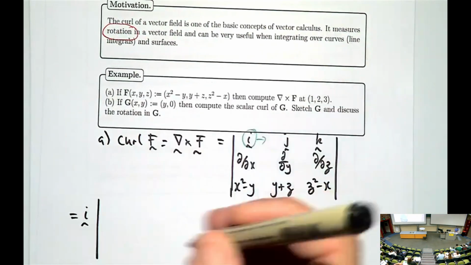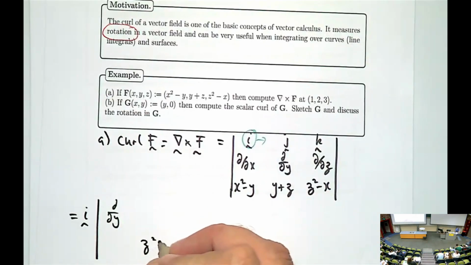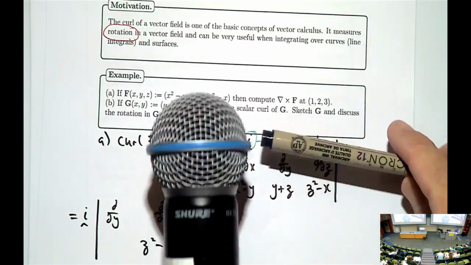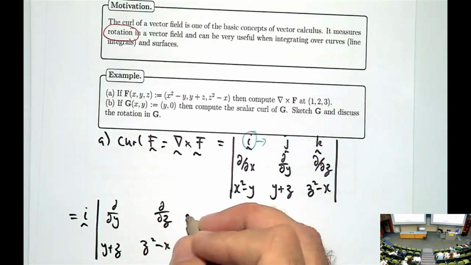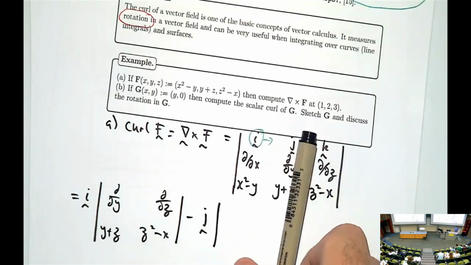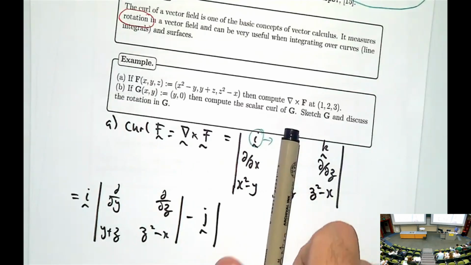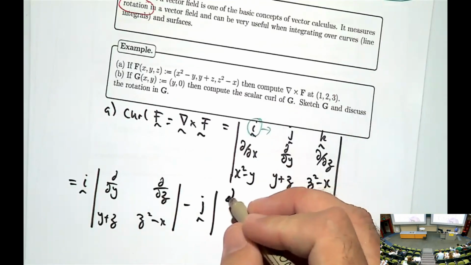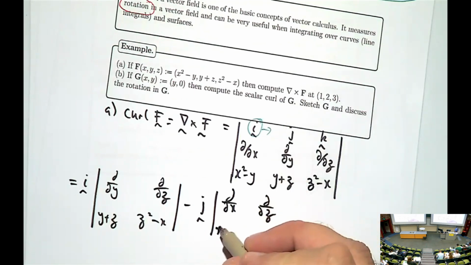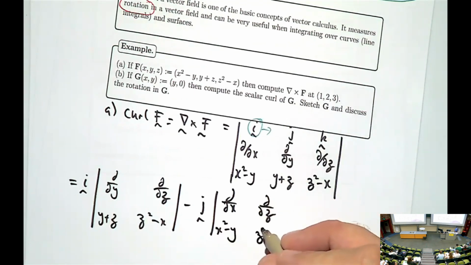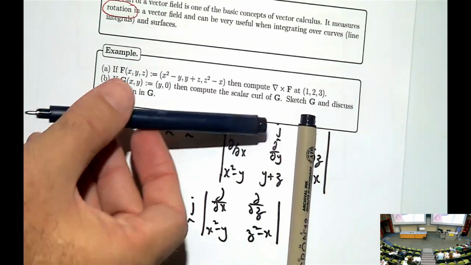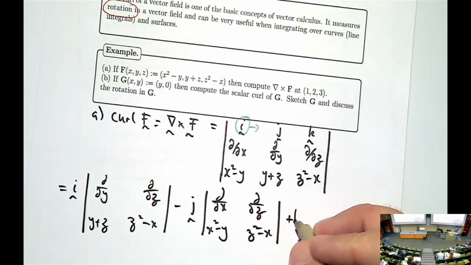So if I was doing it this way, this is what I do. It's those ones there. Okay, so that's my first bit. Minus j, okay, so you cover up the top one, and it's the determinant of what you can see. Okay, lastly, k, cover up those two things, multiply by the determinant of what you can see.